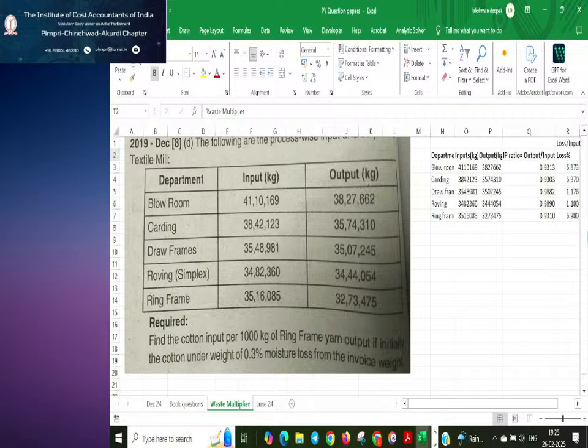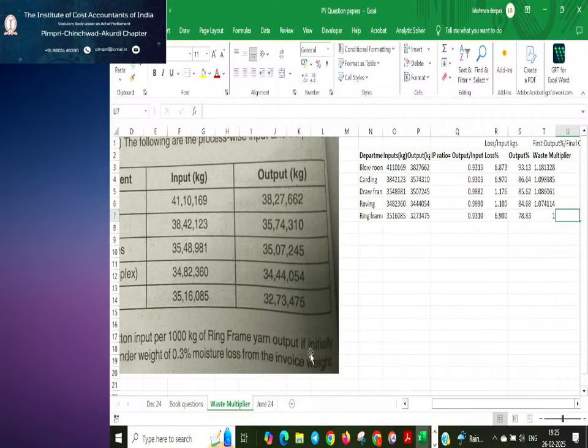Sorry, output is 1000 kgs. How much should be the input in the blow room that will result in 1000 kgs in your output, taking into account 0.3 percentage moisture loss? This is the question. Are you able to understand? So they are talking about output. If I need 1000 kgs of yarn, then how much should be my input based on this input-output record?